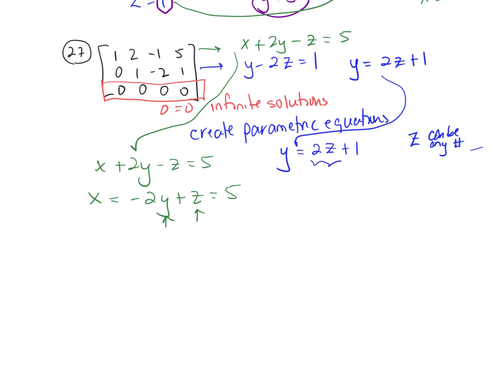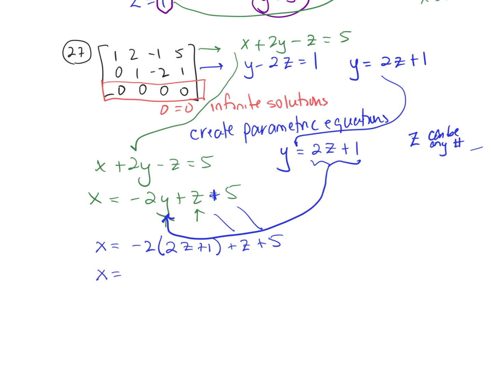I'm going to take the value for y and substitute it in for y. So I have x equals negative 2 times (2z plus 1), then I still have the plus z, and I still have the plus 5. I apologize, that should be a plus 5. So when I do a little math, I have negative 4z minus 2 plus z plus 5, which combines to negative 3z plus 3.